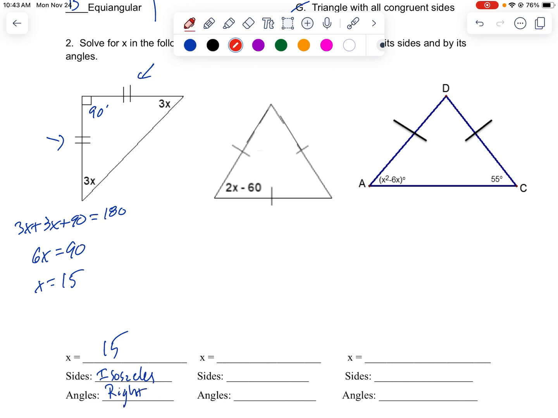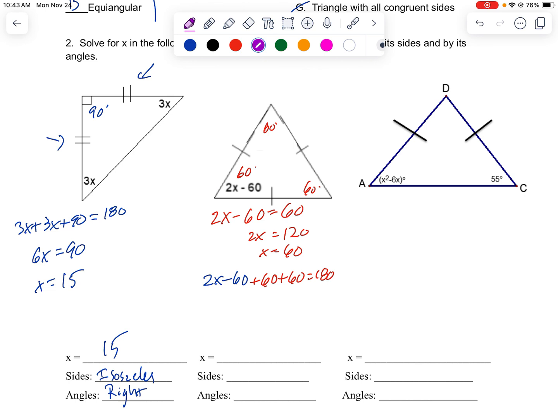This second one can be done a couple different ways. First way is to realize since all the sides are the same, all the angles will be the same, and they'll all be 60, so I could just set that expression equal to 60 and solve for x. I saw a couple people do it this way where they went 2x minus 60 plus 60 plus 60 equals 180. You could do it that way.